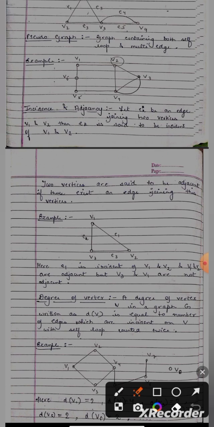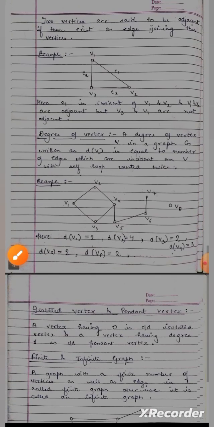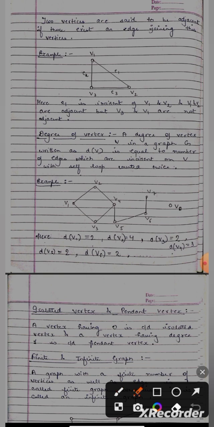As you can see in the example, here V1, V2, V3 are the vertices, and E1, E2, E3 are the edges which are joining these vertices. So E1 is incident on V1 and V2, and V1 and V2 are adjacent, but V3 and V1 are not adjacent.